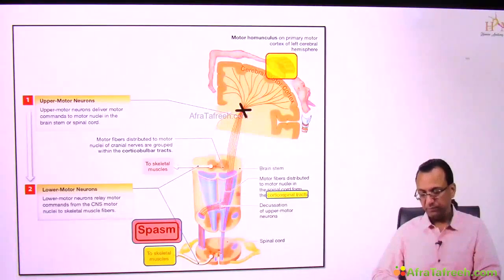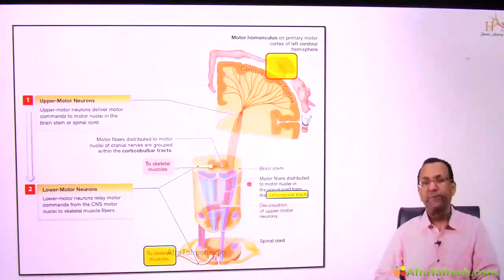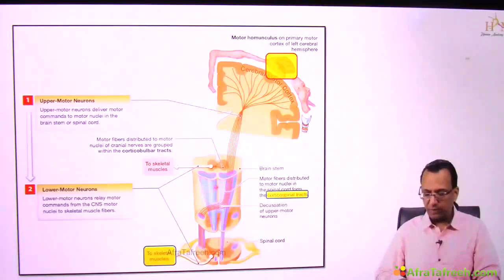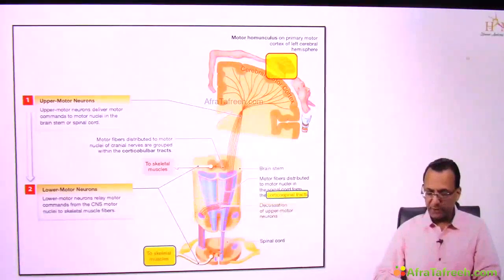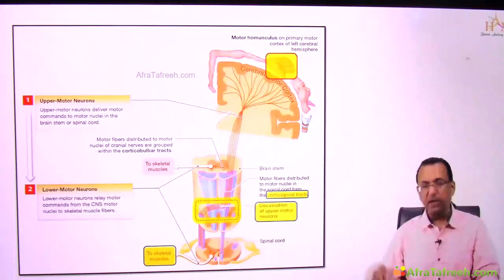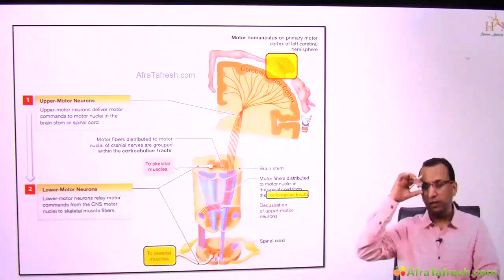Where is the crossing? Where is the pyramidal decussation? It is actually in the lower medulla. So there was some crossing of fibers. How many fibers cross? 80 to 90% of fibers cross. So 80 to 90% of fibers will cross in the lower medulla and innervate the opposite side muscles in the body. Yes. Pyramidal decussation, lower medulla.